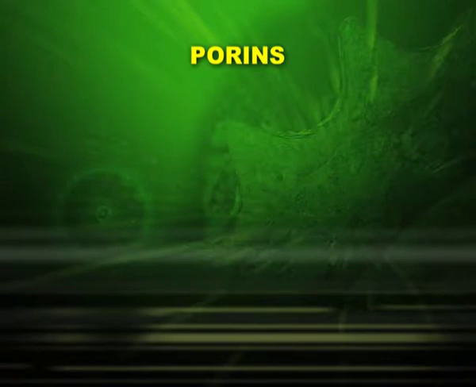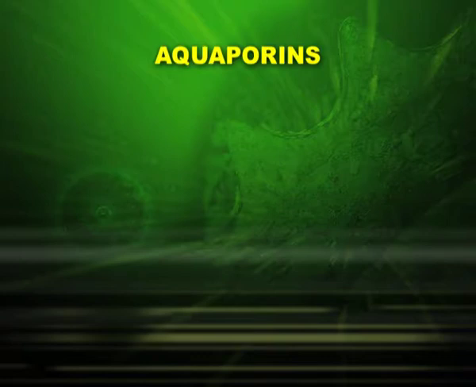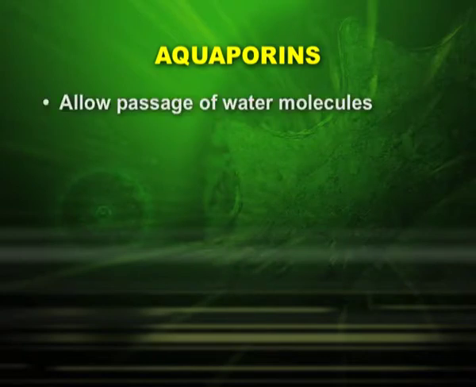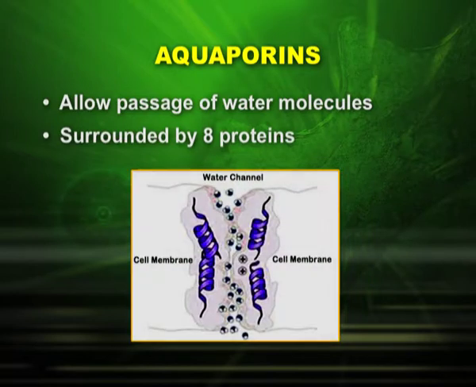Now, porins are large transporter proteins which create huge pores in the outer membrane of plastids, mitochondria and bacteria. Among the types of porins, we have aquaporins. These aquaporins, as the name indicates, allow passage of water molecules, surrounded by 8 proteins. This is a picture that clearly shows how the water channel is created by aquaporins.